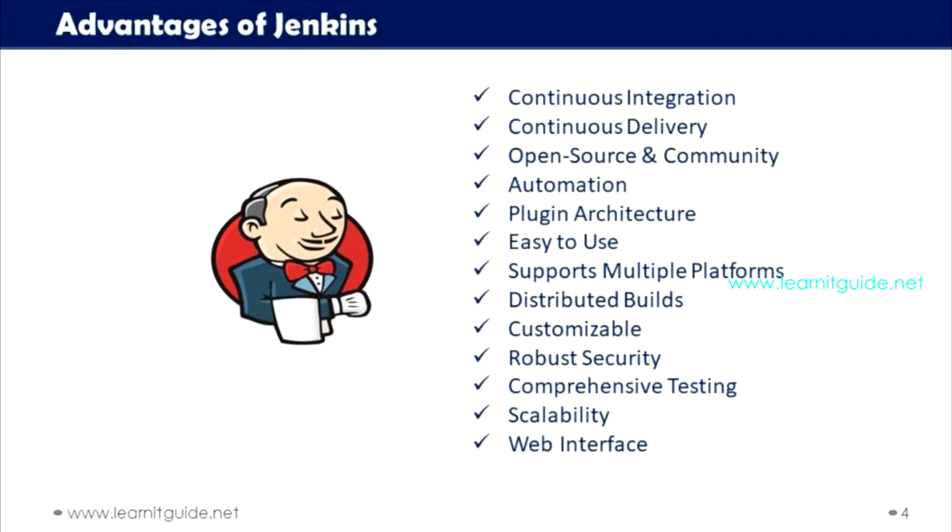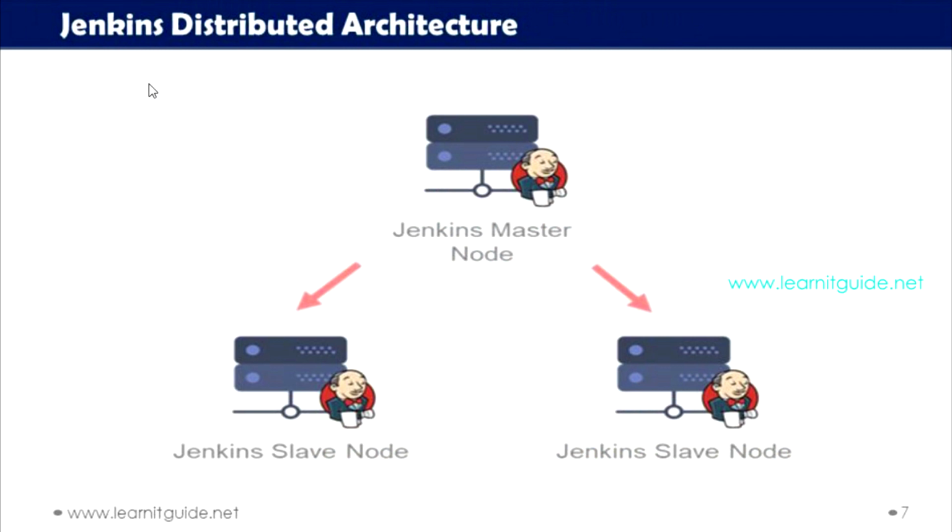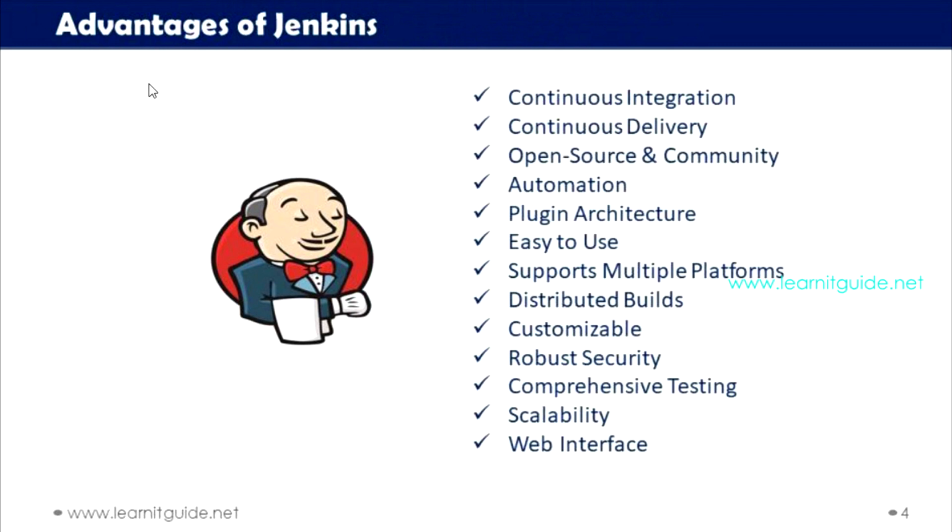Another advantage of Jenkins is distributed builds. Jenkins can be set up with a master-slave architecture, allowing you to distribute build and testing workloads across multiple machines. These distributed builds improve performance, reduce build times and enhance scalability with high availability slave nodes. Then, Jenkins is customizable. It allows you to define and configure build and deployment pipelines as code using Jenkinsfiles or pipeline DSL. So you can meet your specific project requirements and workflows with this customizable feature.